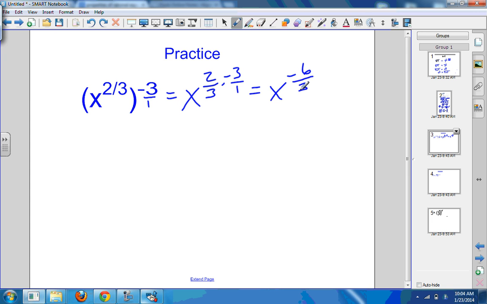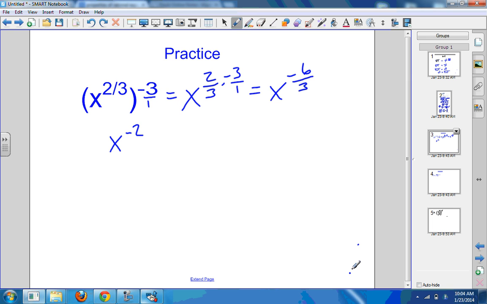Alright, that's almost our answer, but we can simplify a little bit, right? We know that negative 6 over 3 is negative 2. So we can say x to the negative 2 power. Now, an exponent is never simplified if there's a negative in it. So we have to get rid of this negative now.